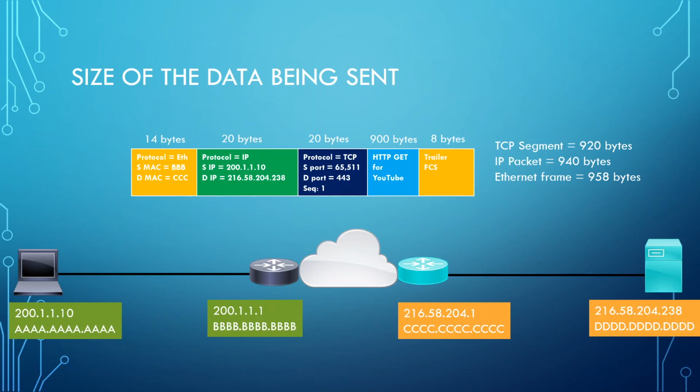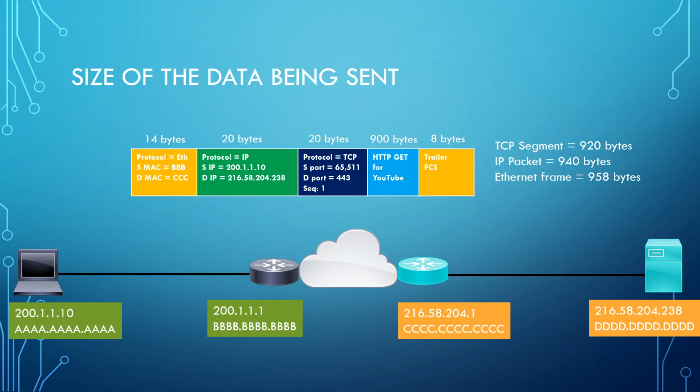So I made a bit of a mistake here. The Ethernet trailer isn't actually 8 bytes, that should say 4 bytes. So the combination of Ethernet header, which is 14 bytes, plus the Ethernet trailer, which is 4 bytes, should give us another 18 bytes of information to add on top of the IP header, which is going to give us an Ethernet frame size of 958 bytes.